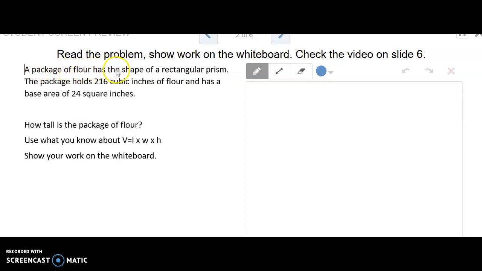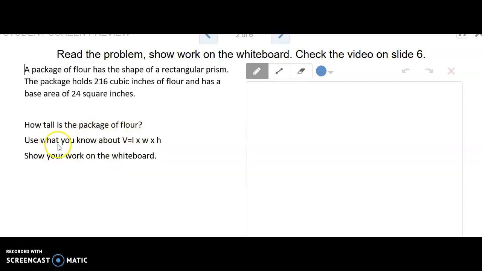A package of flour has a shape of a rectangular prism. The package holds 216 cubic inches of flour and has a base area of 24 square inches. How tall is the package of flour?